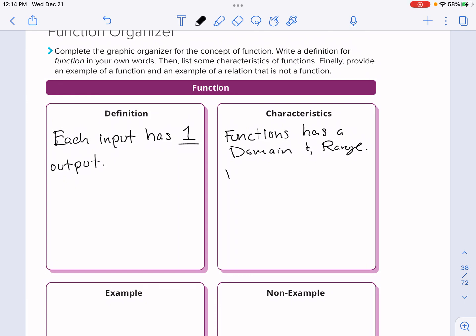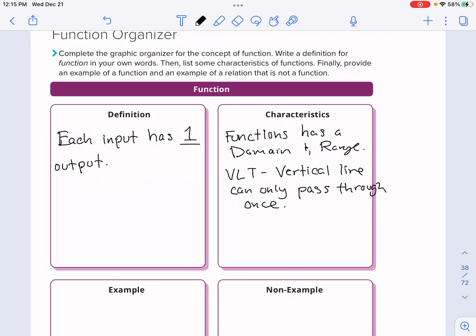For the vertical line test, we'll put VLT. This means that in order for it to be a function, a vertical line can only pass through that graph only once, right? Hence the one output. And then the last thing is, the x values of a function map to only one y value. Okay, anyways, but let's actually give some examples though.